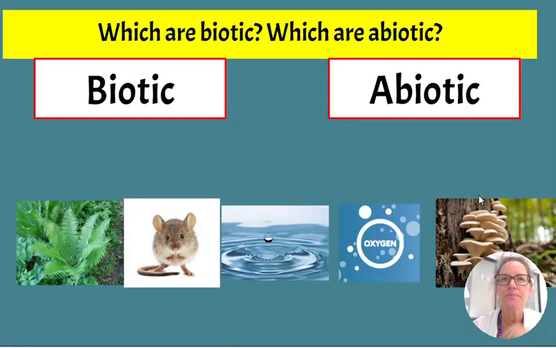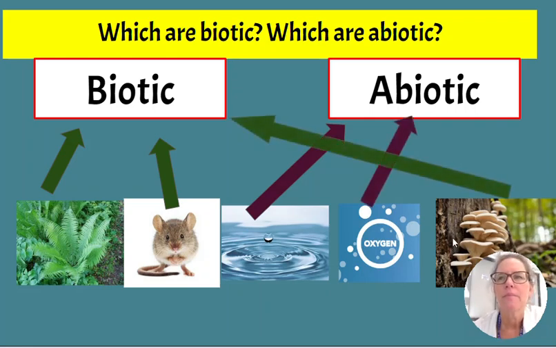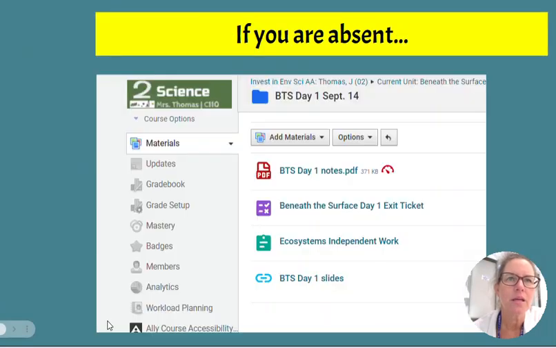All right, so just a quick reminder. Think to yourself and see if you get the right answers. My fern, is it biotic or abiotic? My fern is biotic. That mouse is biotic. The water is abiotic. The oxygen, also abiotic. And this fungi is biotic. It is living. Even if that is just a dead stump underneath the mushrooms, that stump is also biotic. All right, so good memory, good thinking.